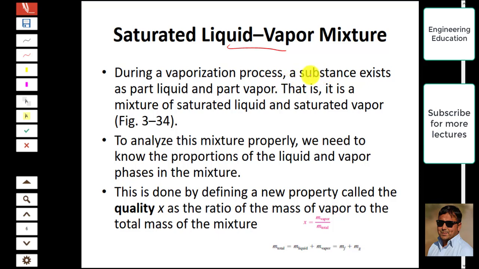So now, during a vaporization process, a substance exists as part liquid and part vapor, as discussed. That is, it is a mixture of saturated liquid and saturated vapor. To analyze this mixture properly, we need to know the proportions of the liquid and vapor phases in the mixture. This is done by defining a new property called quality or dryness fraction, represented by small x, and it is the ratio of the mass of vapor to the total mass of the mixture. So this is the mass of the vapor divided by the total mass of the mixture, while the total mass of the mixture is the mass of the saturated liquid plus the mass of the saturated vapor.